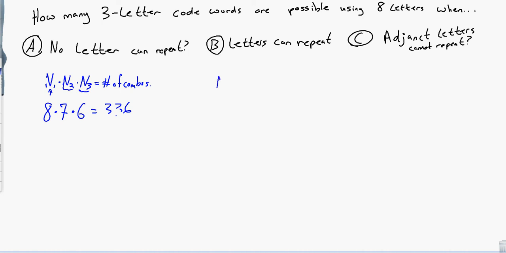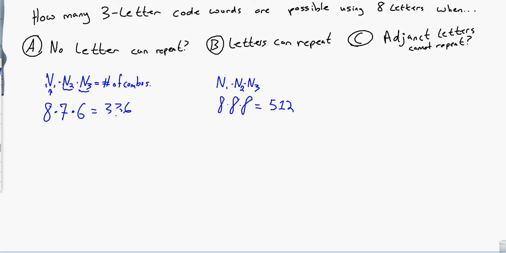All right, what if letters are able to repeat in our question? So once again, we're going to do n1 times n2 times n3. But if letters are allowed to repeat, we're going to have 8 letters available for our first n. We're going to have 8 letters again available for our second n. And we're going to have 8 letters available for our third n. So 8 times 8 times 8 is 512 combinations for 3-letter codes when all 8 letters are allowed to be used for each available code spot.